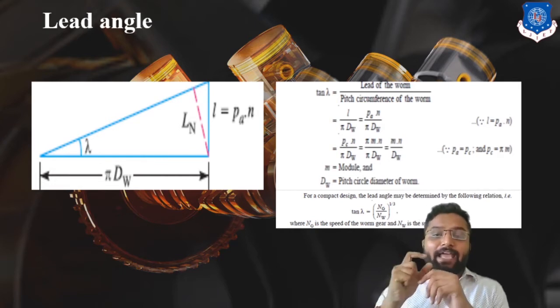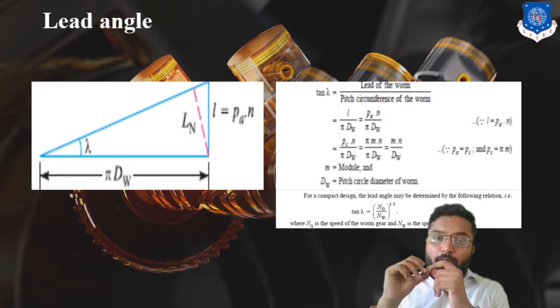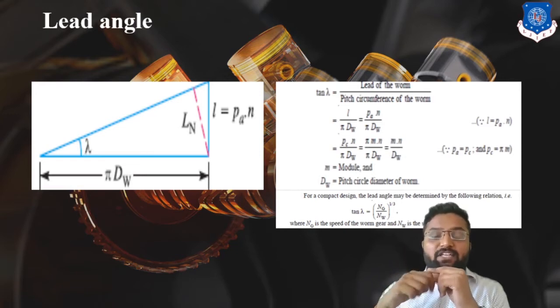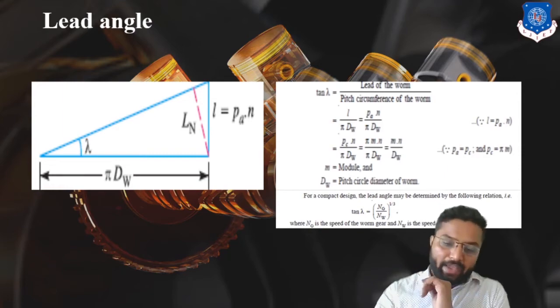Clear? This tan lambda also depends on the RPM of our gear and the RPM of our worm, which is (Ng by Nw) raised to 1 by 3. I hope you understand this lead angle very well.